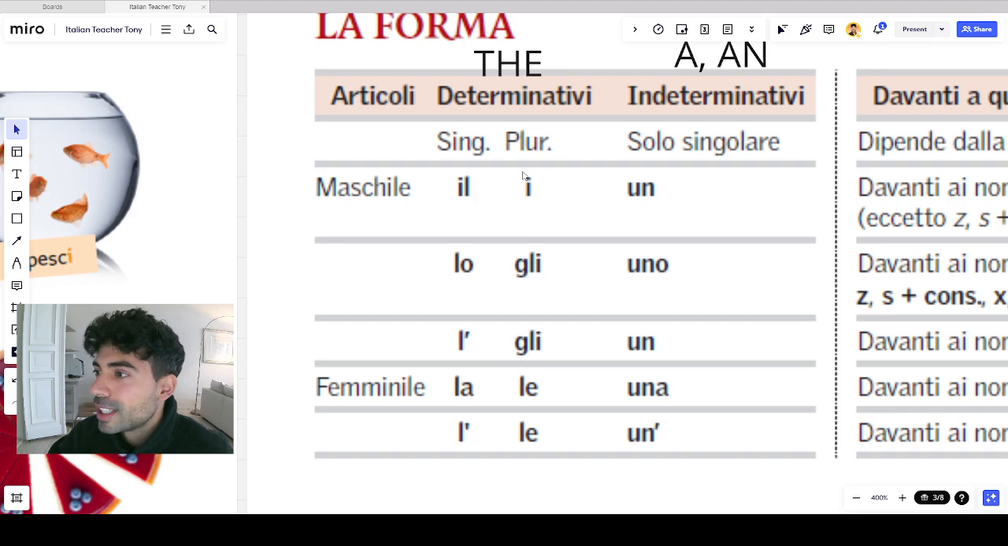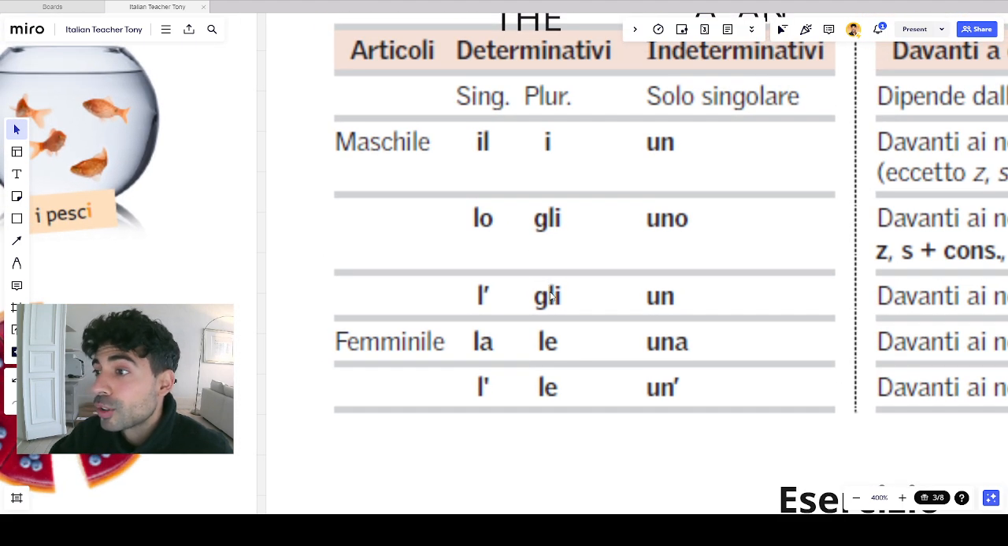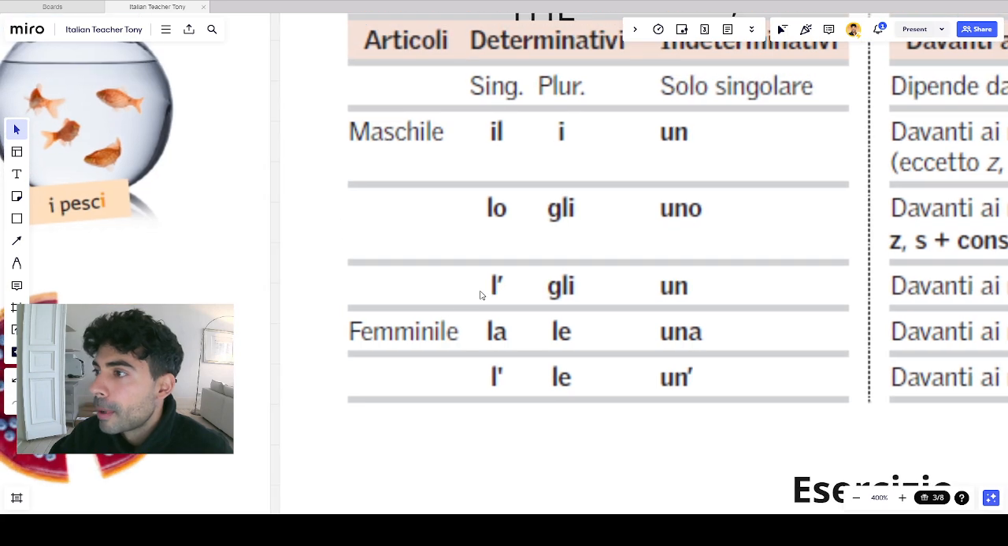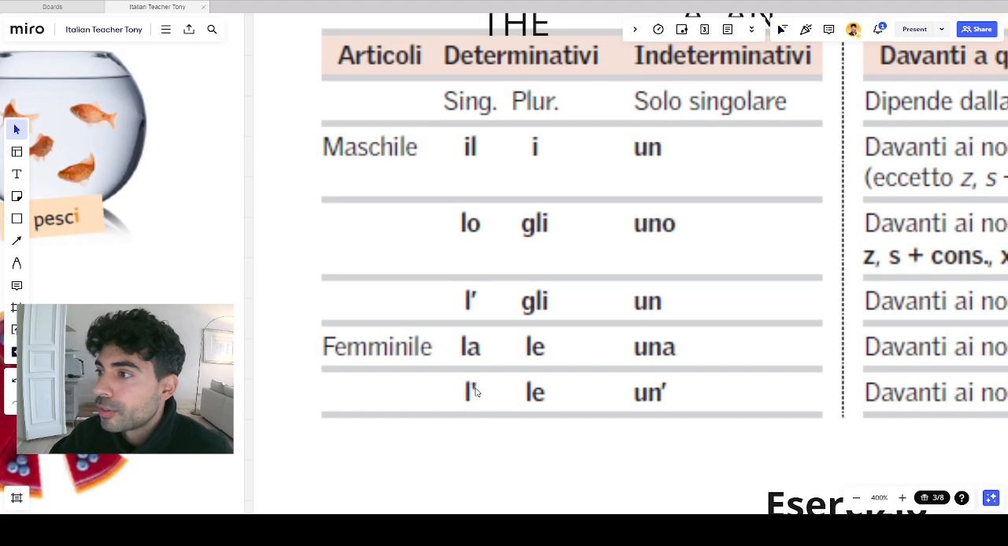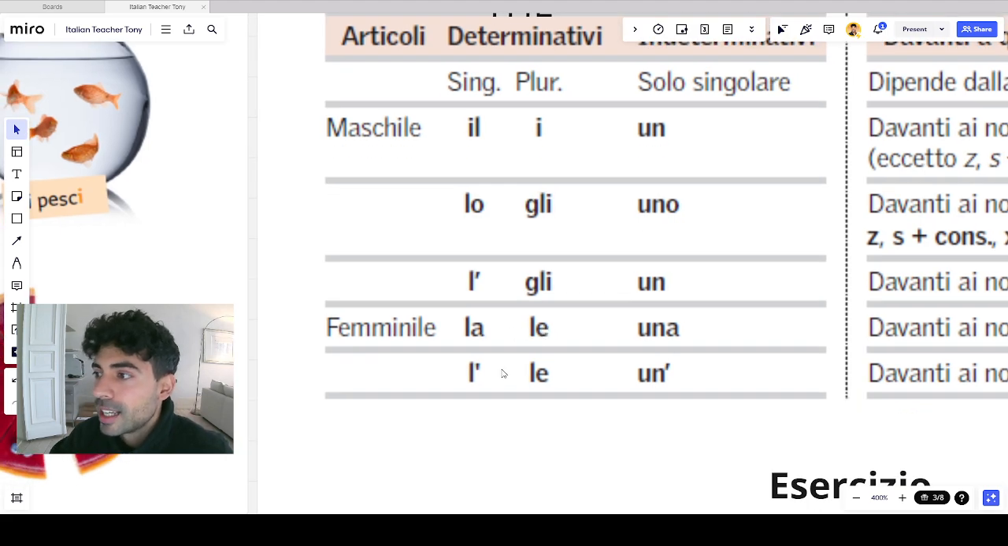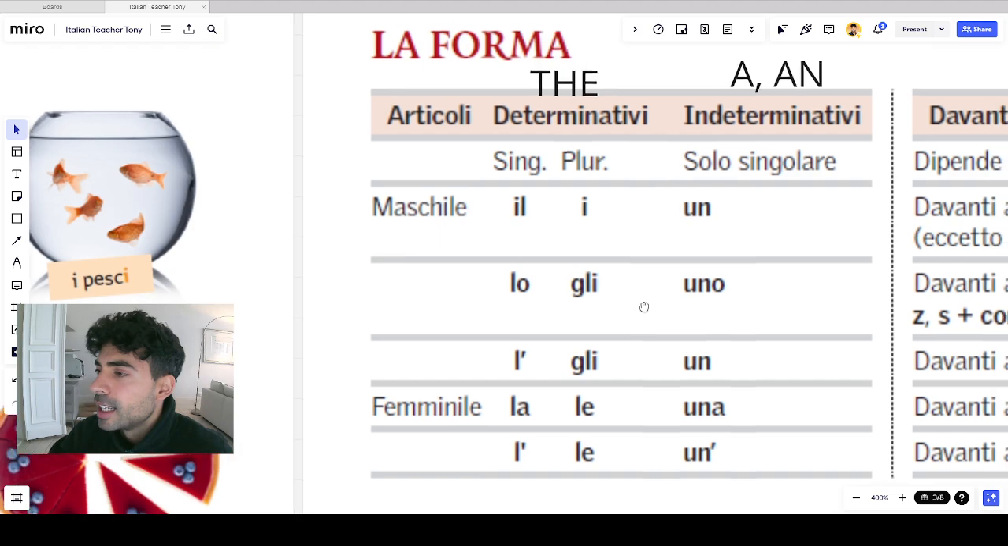So pay attention: i is the plural of il, gli is the plural of lo, gli is also the plural of l'. The feminine singular will be la or l'. The feminine plural will be le. Le is the plural of both la and l'. We're going to forget this for a moment and mention it in a second.